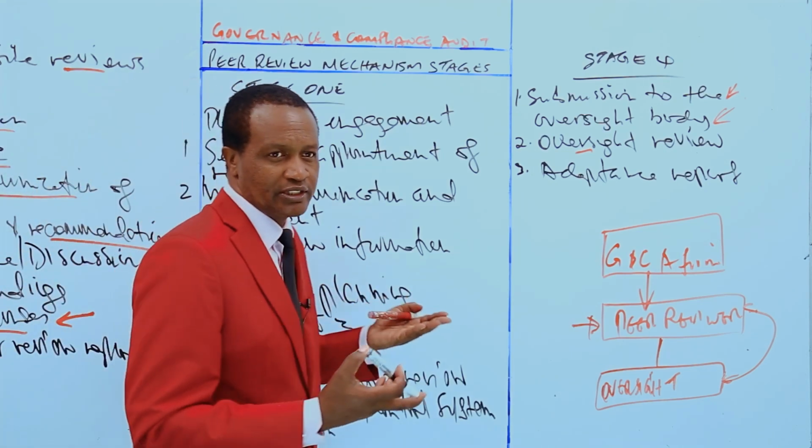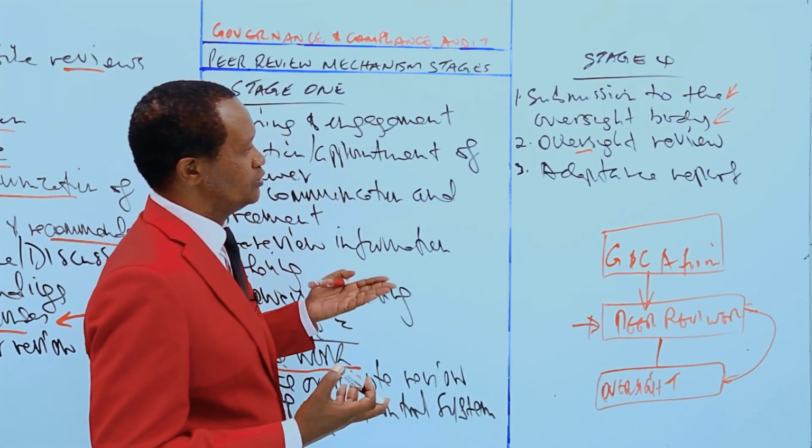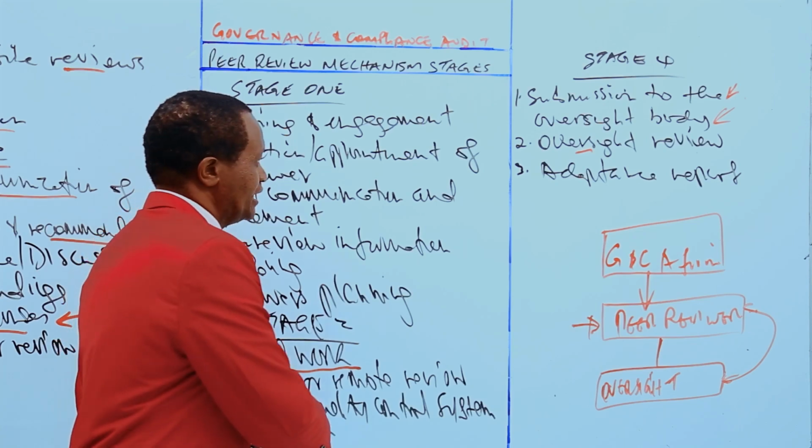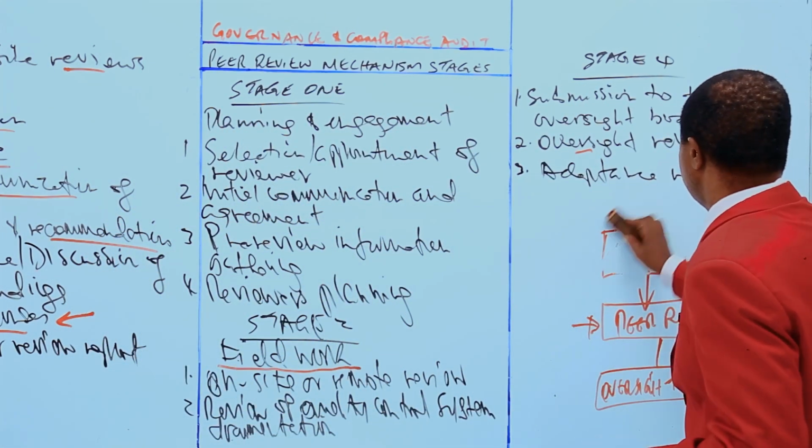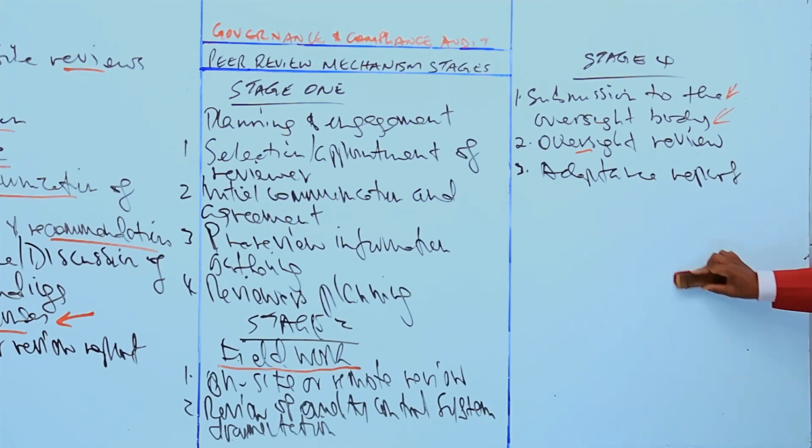So that's the process, candidates, up to this stage. But we have the last stage in the peer review mechanism. Here is remediation and follow-up.